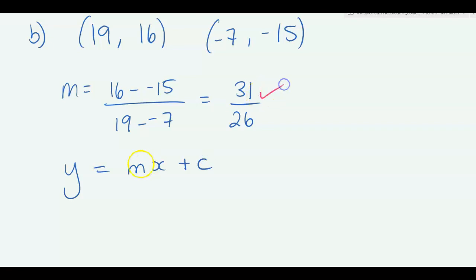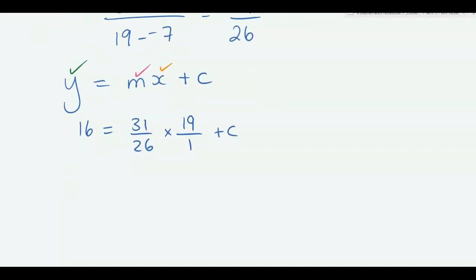Okay, now we've got y equals mx plus c. We now know what m is. Do we know what x is? Which one did you guys use? Yeah, the first one. Okay, so that can be my y coordinate, and then that's going to be my x coordinate. So I plug in all that information. I have 16 equals 31 over 26 times 19 over 1 plus c.